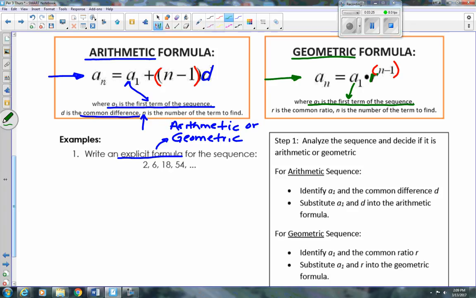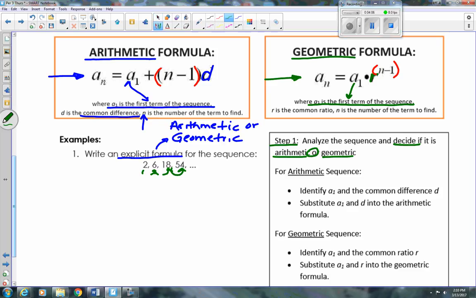First, step 1, I want to take a look at my sequence of numbers and decide if it is an arithmetic sequence or a geometric sequence. So step 1, decide arithmetic or geometric. Now, if you remember, I want to look at what's going on from one term to the next and see if I can figure out the pattern here. On this first one, if I think about adding a number every time from 2 to 6, I would be adding 4. But from 6 to 18 does not give me adding 4, so that's not going to work.